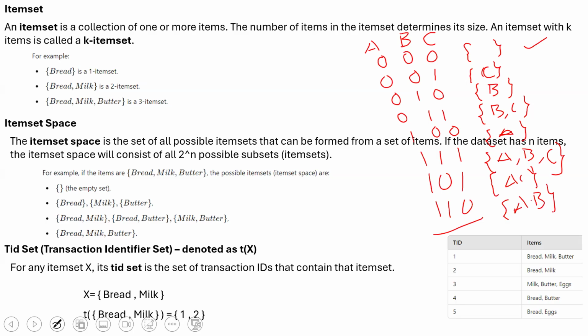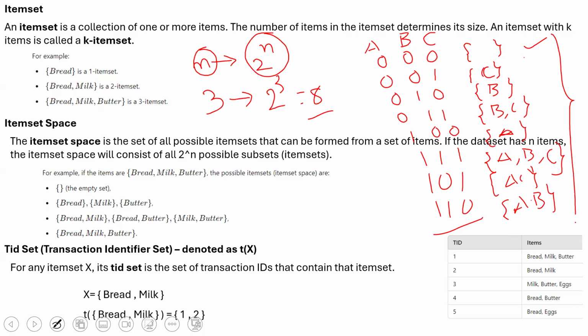So technically, if we have n items, the total number of the items in the item space is 2 to the power of n. So right now we have taken three items. So the total number of combinations that we can create with these three items is 2 to the power of 3, which is equal to 8, right? So these are the 8 different combinations that we can create from the three items that are given to us. So all these items together are called as item set space.